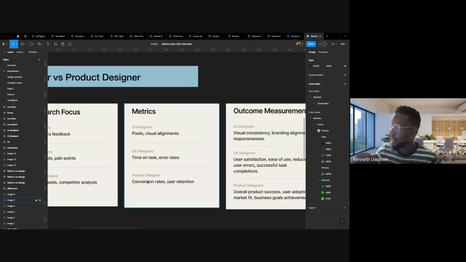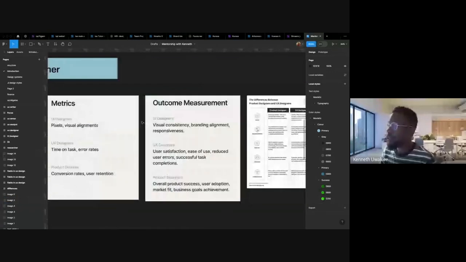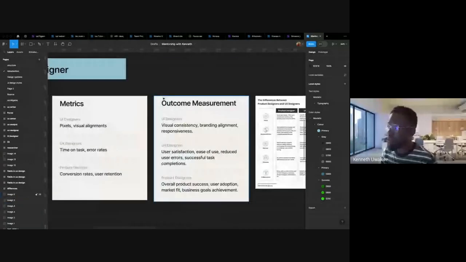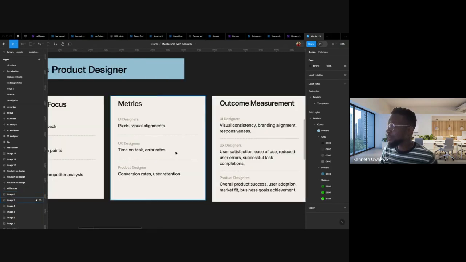Last one, outcome measurement. The UI designer thinks about visual consistency, brand alignment and responsiveness. The UX designer thinks about user satisfaction, how easy it is to use, reduced error rates, and successful task completions, while the product designer thinks about the overall product success, user adoption, and market fit. Is it fit for the market? And the business goals achievement.